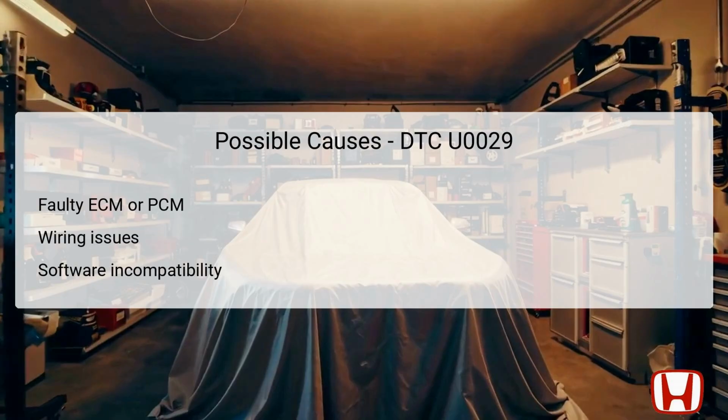Another possibility is wiring issues, which can encompass damaged connectors, broken wires, or poor ground connections that hinder communication between modules. Lastly, software incompatibility can also lead to this error. Outdated software versions in the ECM/PCM may fail to properly communicate with other vehicle systems. Before diving into troubleshooting, it is essential to understand these possible causes, as they can significantly affect the resolution process.